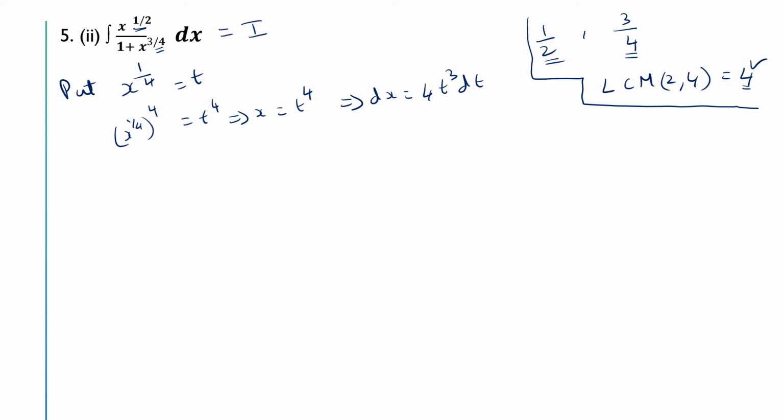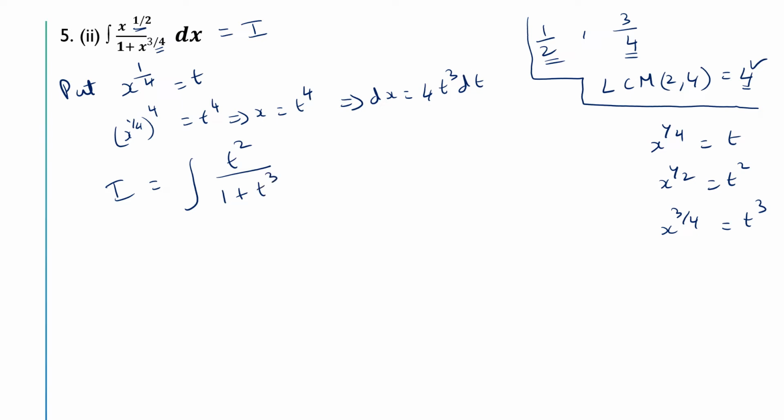Let us take the given integral as I. Now I will be equal to integral. We have taken x raised to 1 by 4 as t. Then x raised to half will be t square. So x raised to half is t square divided by 1 plus x raised to 3 by 4 will be t cube, 1 plus t cube, and in place of dx we have 4t cube dt.